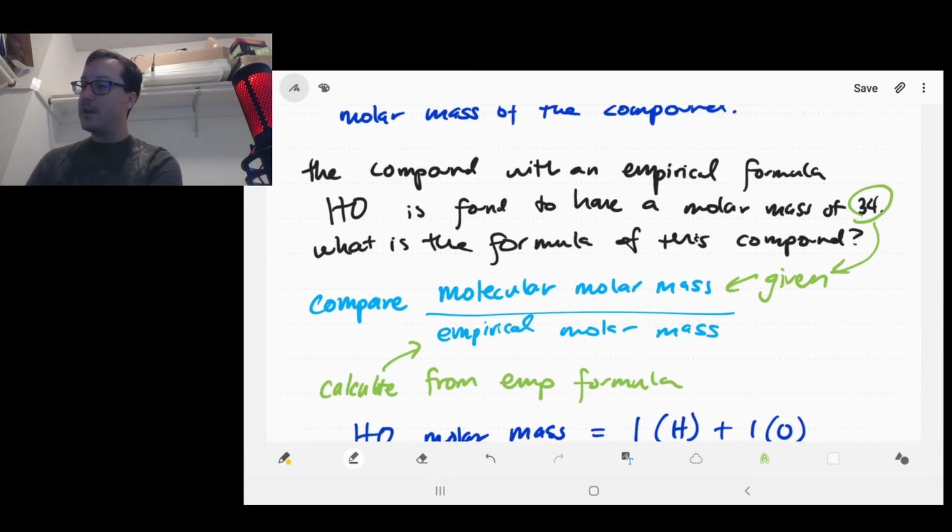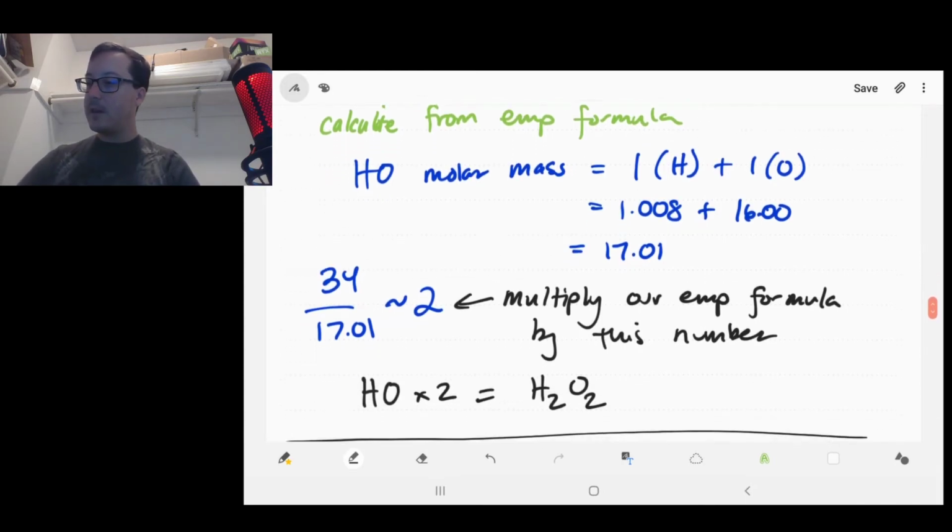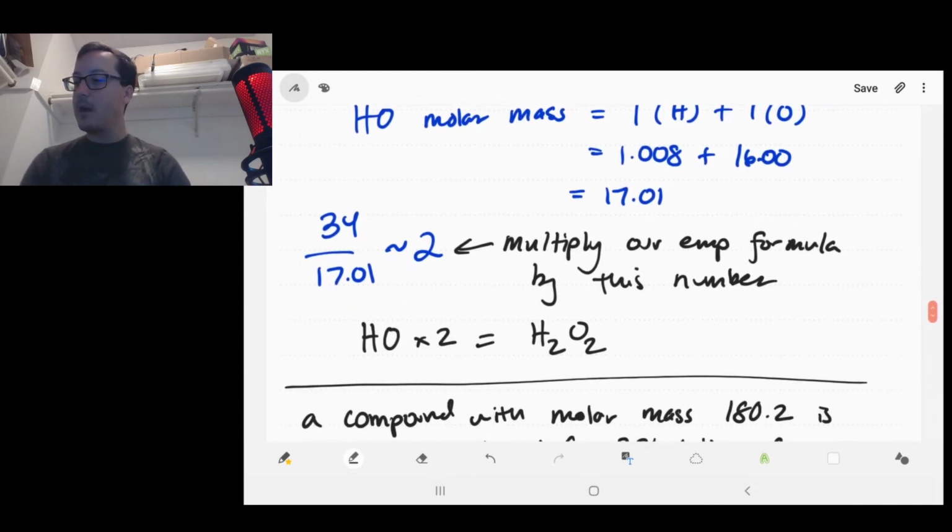In this question here, we're told our empirical formula is HO, but our real molar mass is 34. And so what we want to do is compare those numbers. So we've got this 34, that's our real molecule. We've got 17, which is our empirical formula. And so if we just compare those numbers, we see, oh, well, that one's just twice as big.